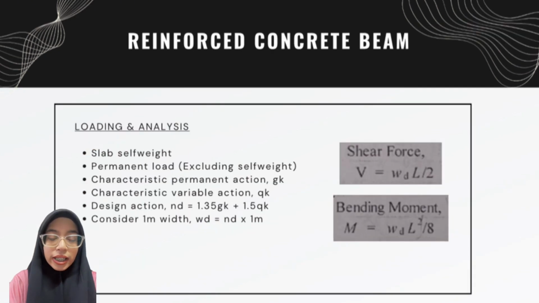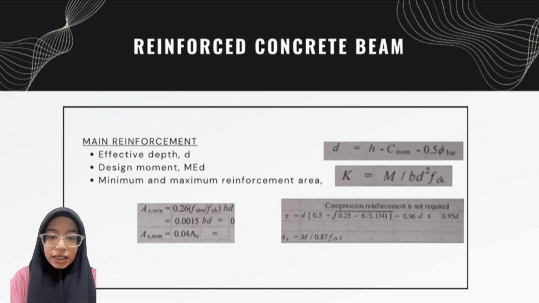Next, calculate the loading and analysis for slab self-weight, permanent load excluding self-weight, characteristic permanent action Gk, and also characteristic variable action Qk. Design action nd is 1.35 Gk plus 1.5 Qk. Consider 1 meter width, wd equals nd times 1 meter. Then calculate main reinforcement effective depth d, design moment MEd, and minimum and maximum reinforcement area using the formula given. Make sure the 0.5 d is used.